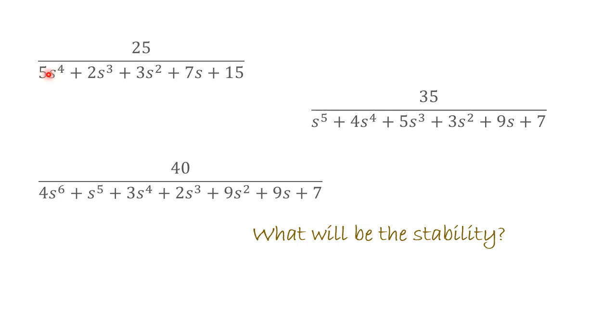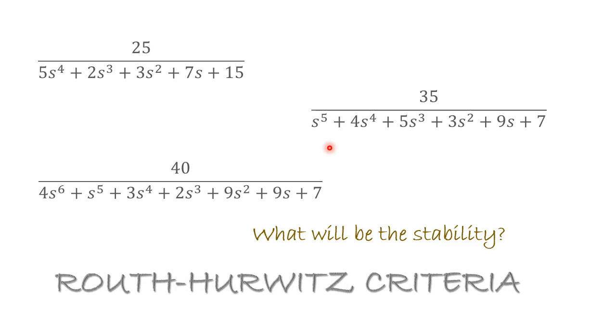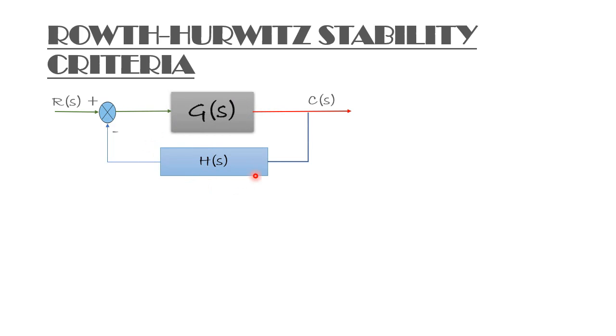For determining stability of these kinds of higher order characteristic equations, this denominator, whole denominator is called characteristic equation, we use Routh Hurwitz criteria. Now let's see what is Routh Hurwitz criteria. Routh Hurwitz stability criteria. In this, suppose we have a system like this: G(s), H(s). H(s) is the negative feedback and G(s) is the open loop transfer function, as we already know about it.